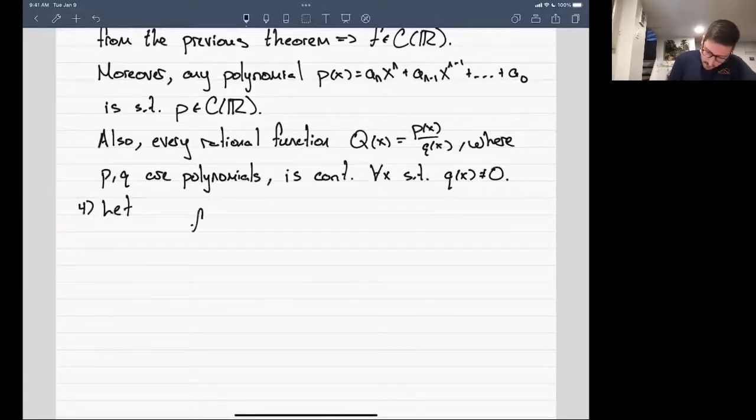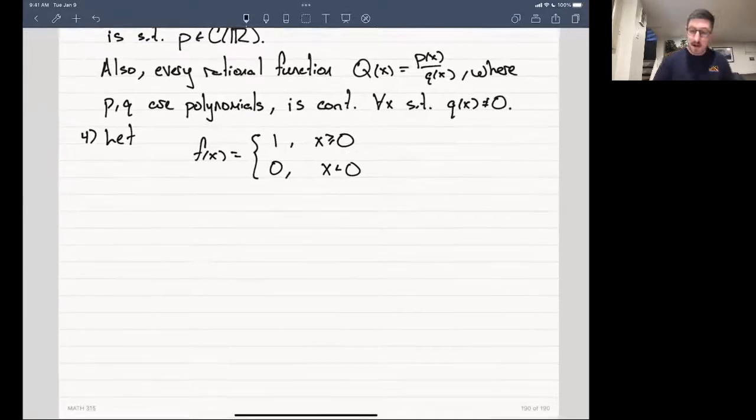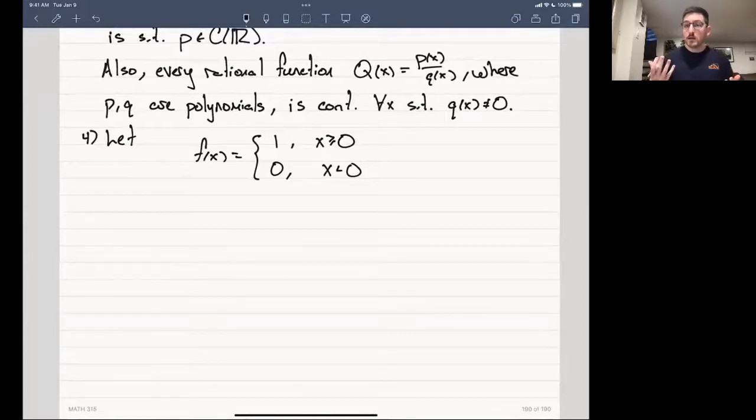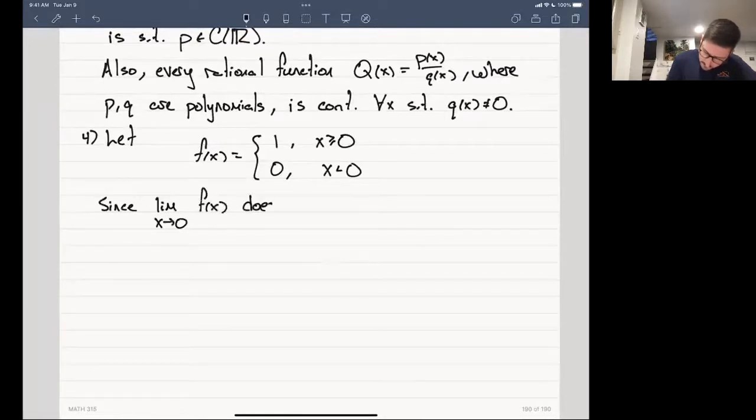Let's do a piecewise function. Let f of x equal 1 if x is greater than or equal to 0, and 0 if x is less than 0. Now, this might look familiar because we worked on this one in the previous example of limits. So since the limit as x goes to 0 of f of x does not exist, remember we proved that in the previous lecture, this implies f is not continuous at x equal to 0.